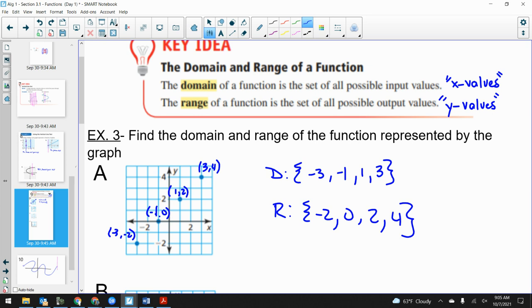So the domain of this function, and yes, I can call it a function, it passed the vertical line test, is -3, -1, 1, and 3. My range is -2, 0, 2, 4.